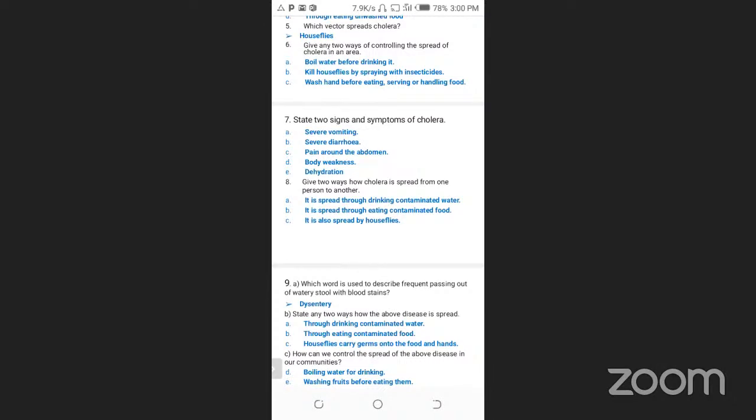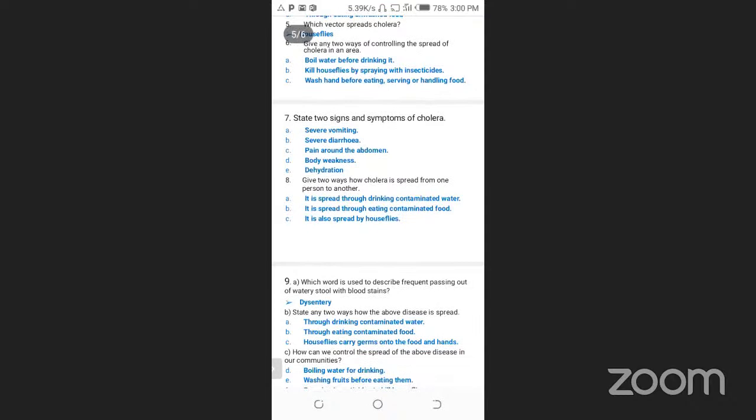One, we can control the spread by boiling water for drinking. Members, if you boil your water for drinking, keep it in a safe container. Then also washing fruits before eating them. When you buy mangoes or apples, don't eat them without washing because they may be contaminated. Washing will remove the germs. Therefore, you will eat fruit which is not contaminated.